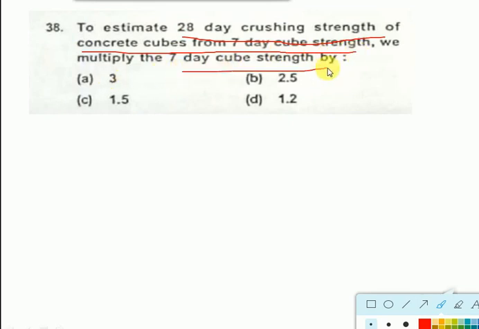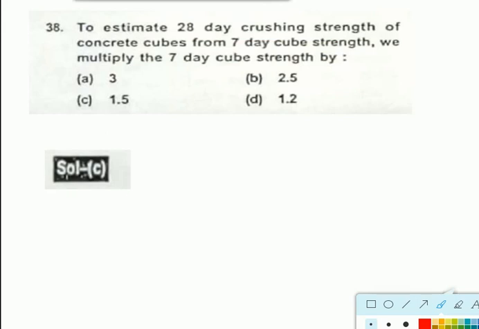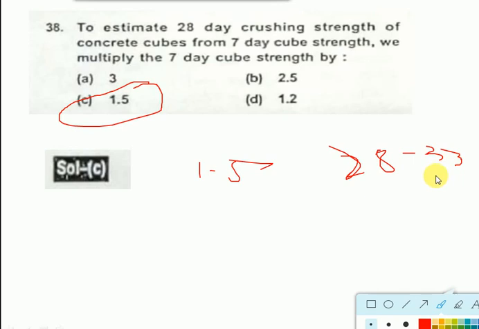To estimate the 28 days crushing strength of concrete cubes from the 7-day cube strength, we will multiply the 7-day cube strength by how much? You will multiply the 7-day strength by 1.5. Means if the 28 days strength is 33 Newton per millimeter square, then if you divide by 1.5, you will get the 7-day strength. They are asking this one. Important point you have to remember.